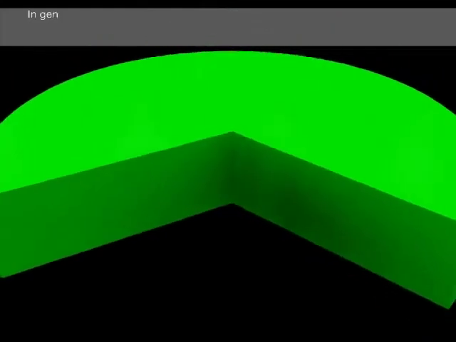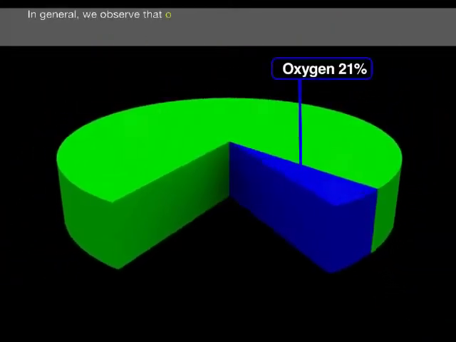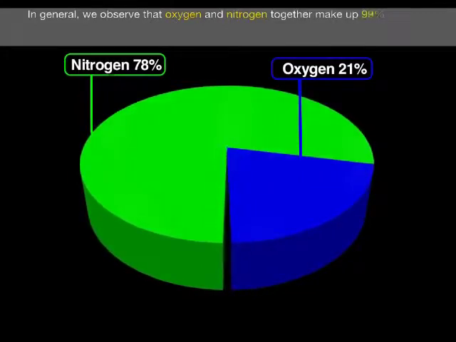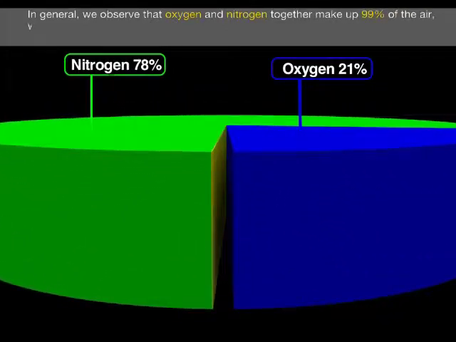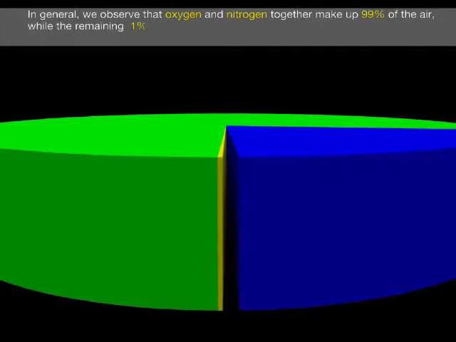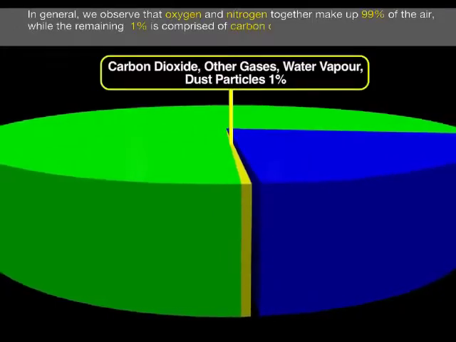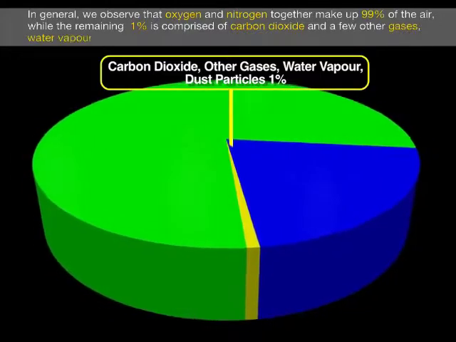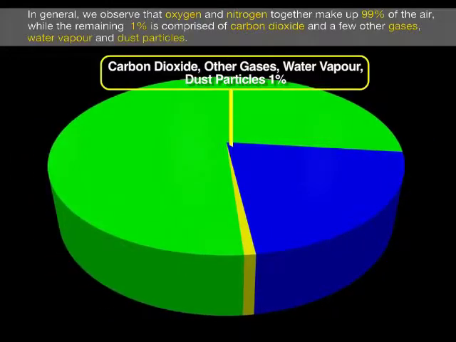There can be variations in the composition of air from place to place. In general, we observe that oxygen and nitrogen together make up 99% of the air. The remaining 1% is comprised of carbon dioxide and a few other gases, water vapor, and dust particles.